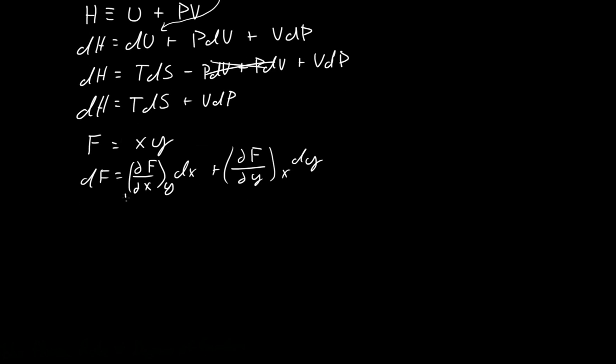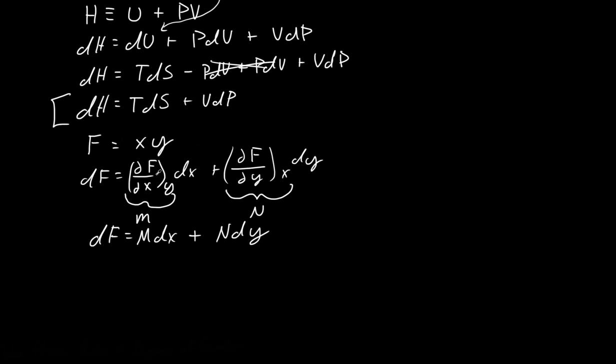Now we're going to do something a little bit funky. We're going to call this part M, and this part N. So we get a new equation that says df is equal to M dx plus N dy, and that looks like this equation, kind of. But more on that later. We'll just continue on with this.